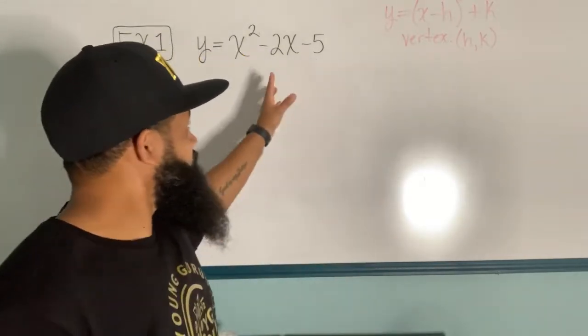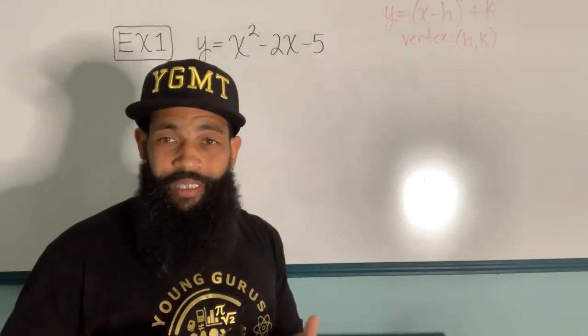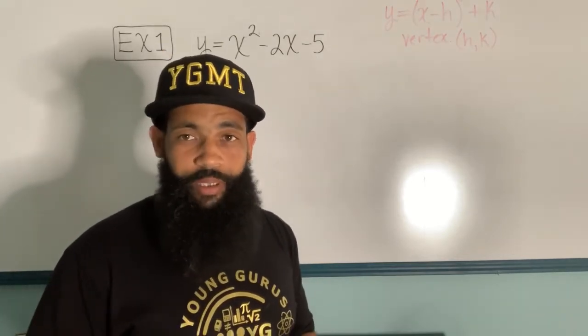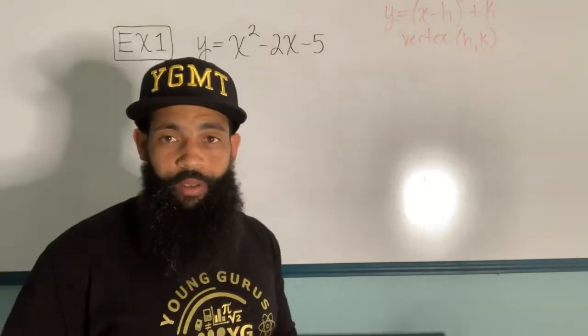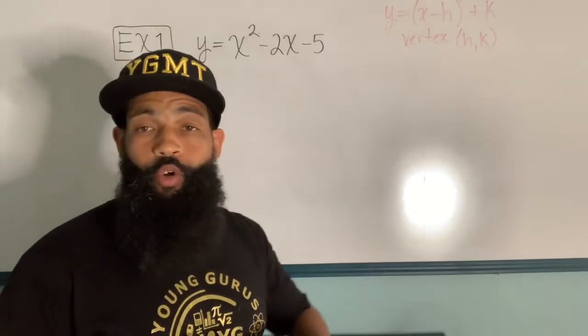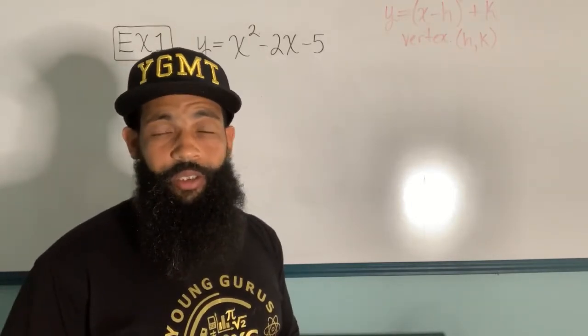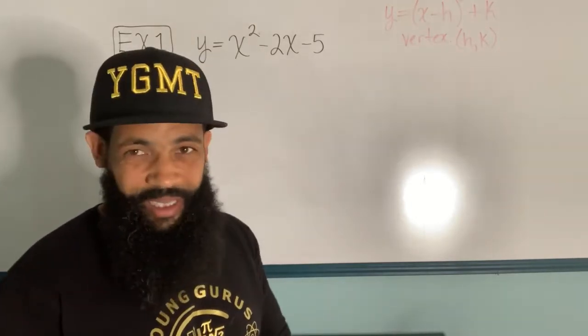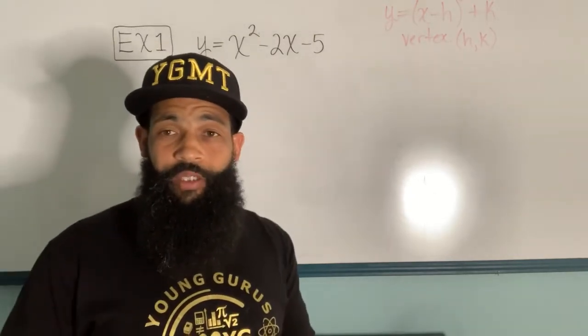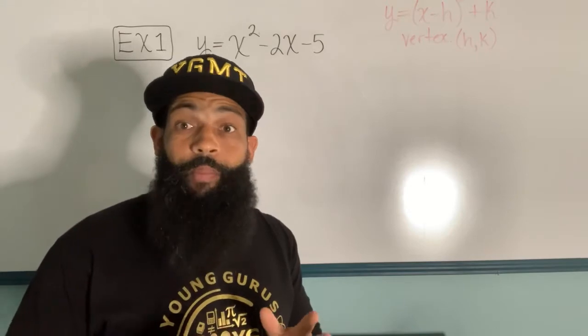Now, this is a quadratic equation, but it's in standard form. Standard form is ax squared plus bx plus c. Another thing I want to point out is you may see them like this, where it's y equals, or you may see them in function notation where it says f of x equals. It's the same thing, just looks different. So we're going to put this in vertex form by completing the square.